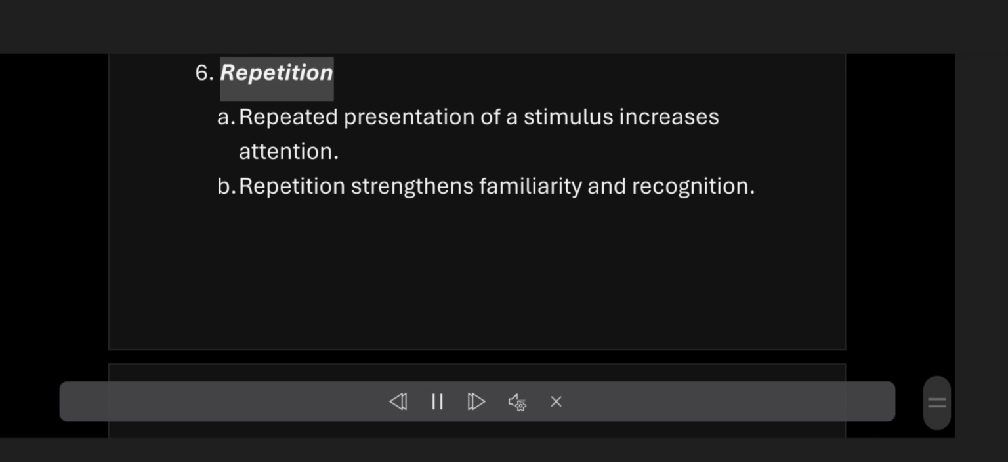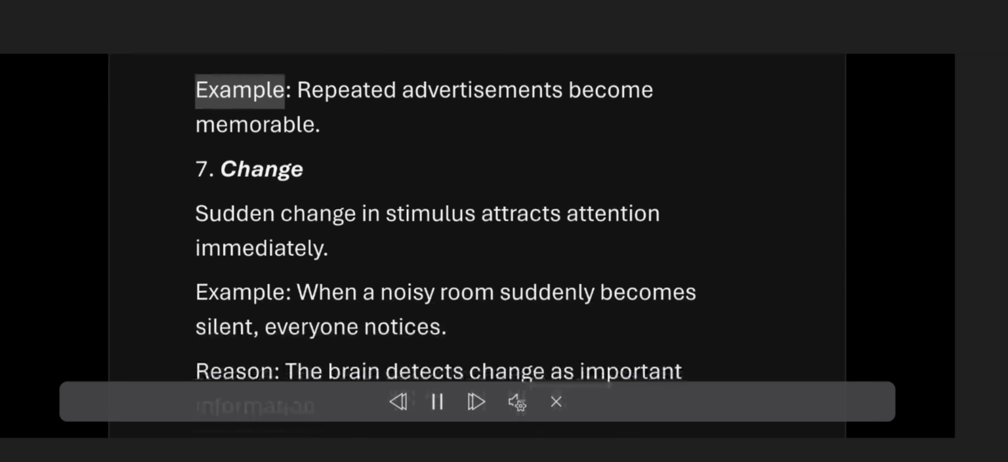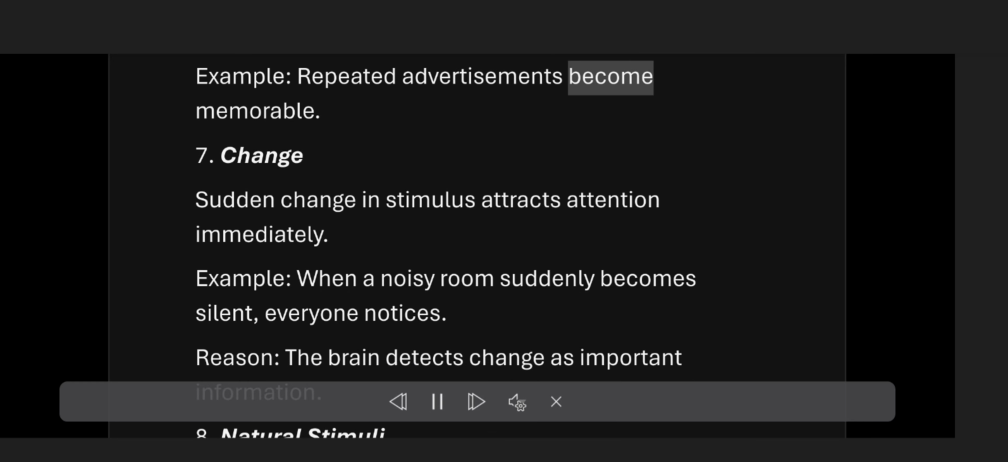6. Repetition. Repeated presentation of a stimulus increases attention. Repetition strengthens familiarity and recognition. Example, repeated advertisements become memorable.